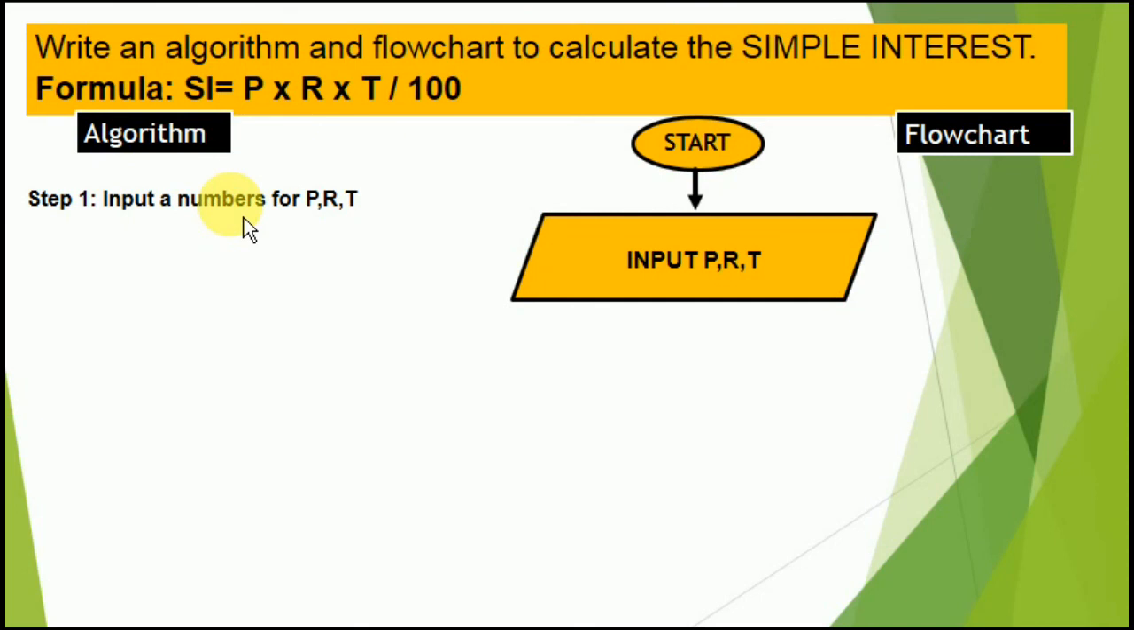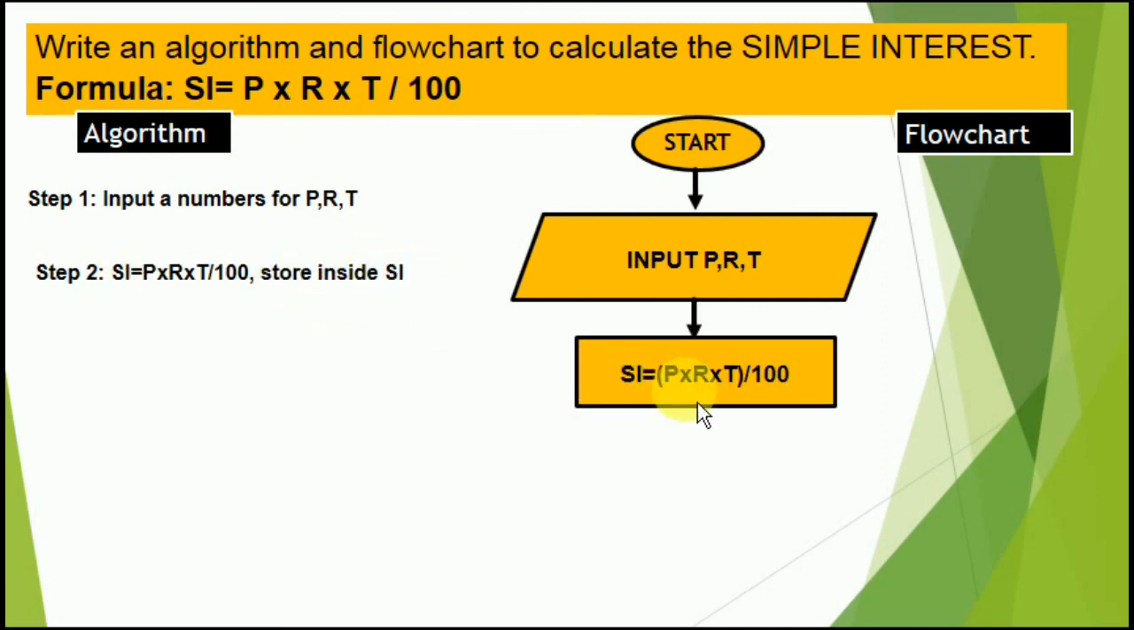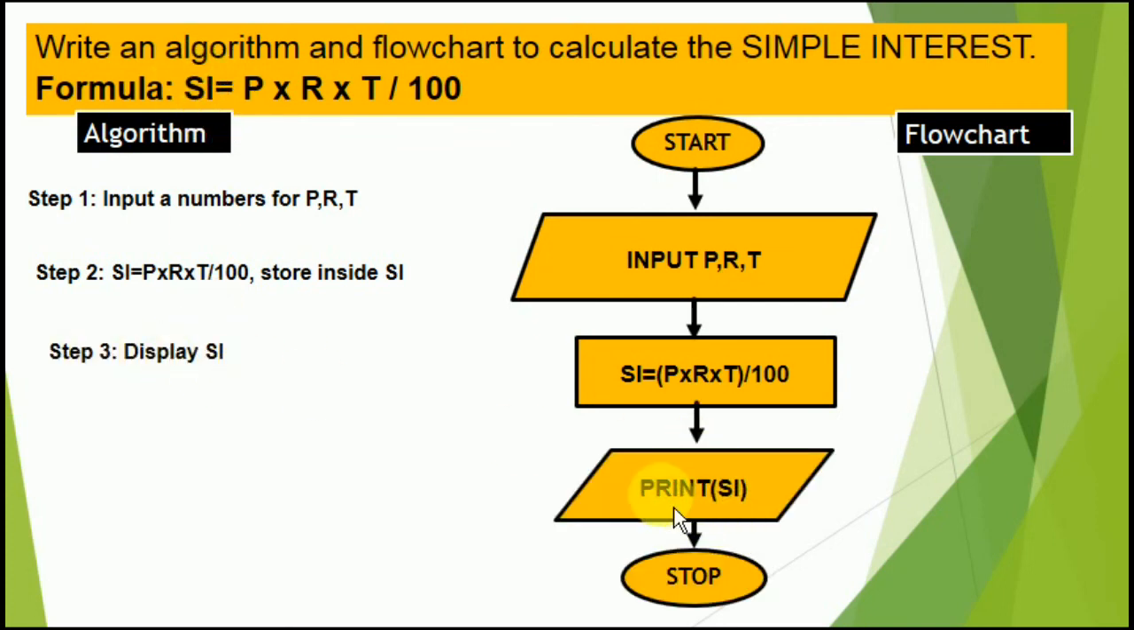The algorithm is: input a number for P, R, T. In the flowchart we put input P, R, T using the input box. Second is a process. What is that process? SI equals P into R into T divided by 100. Here is the process, stored inside the variable SI. What is the next line? We need to print this SI. So the last line is display SI, and here we print SI, with the start and the stop. So this flowchart is finished, and these are the 3 lines of the algorithm. This is the question that we have solved using an algorithm and a flowchart.